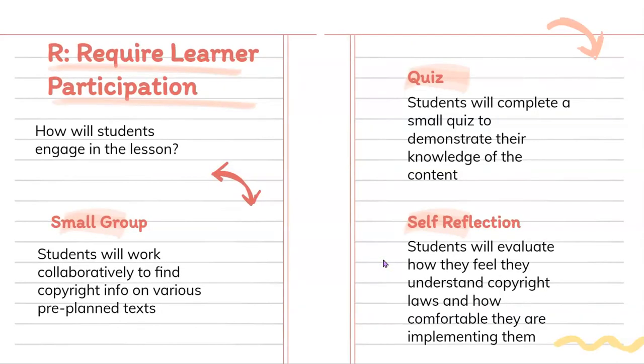R, require learner participation. How will the students engage in this lesson? There will be a small group discussion. They will work collaboratively to find copyright info on various pre-planned texts. So those are the texts that we prepared in the last slide. There will also be a small quiz to demonstrate their knowledge of the content, and then a self-reflection.